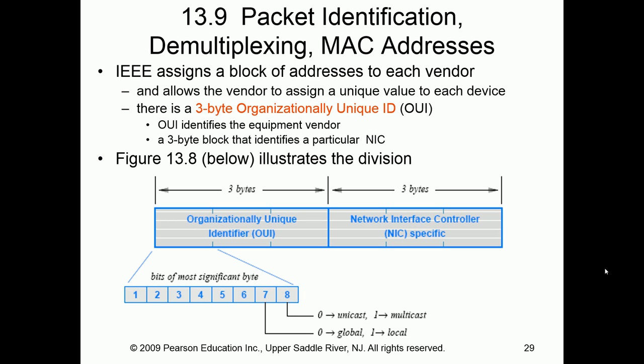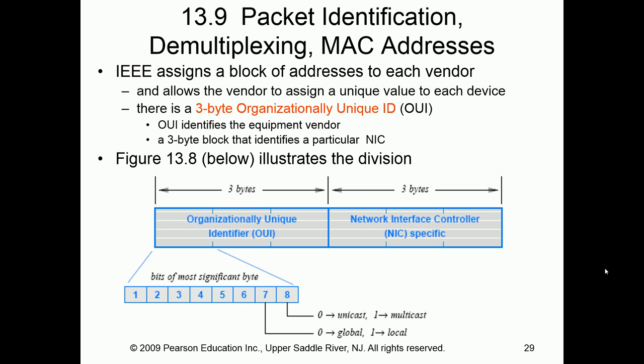So essentially, let's say you're 3Com. 3Com, the first 24 bits that all of their products will produce are going to be the same organizational ID, or OUI. And only the last 24 bits will change. That way, if you know the OUI, the organizational unique ID, you know who manufactured it. Now, if you have a problem with it, you can return it back to that manufacturer.